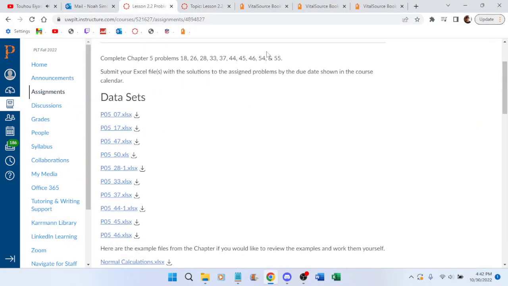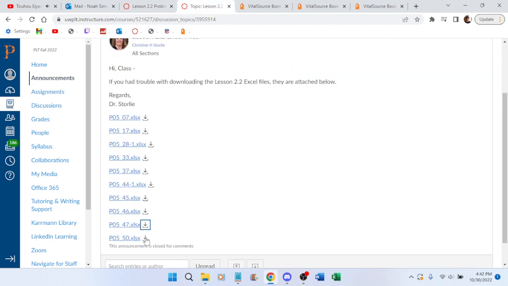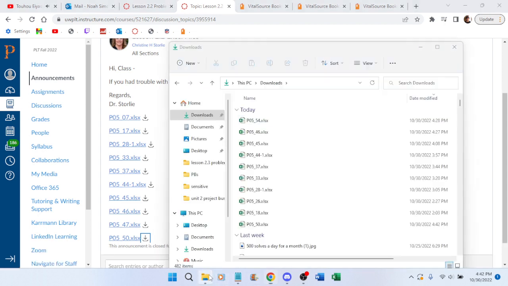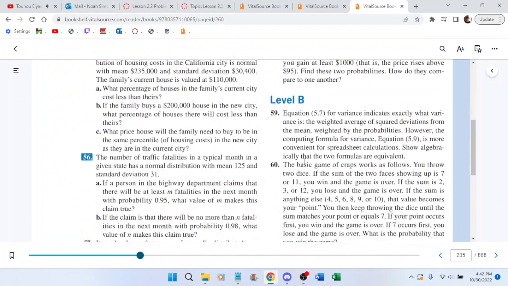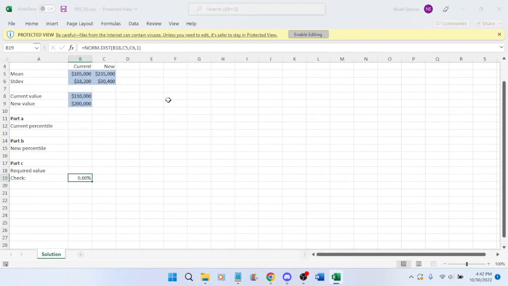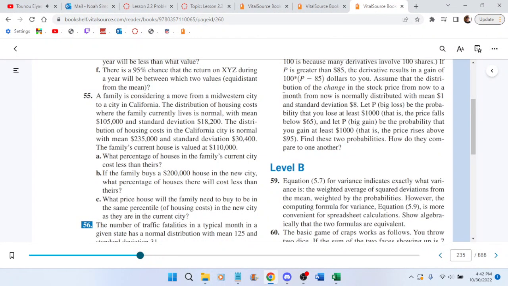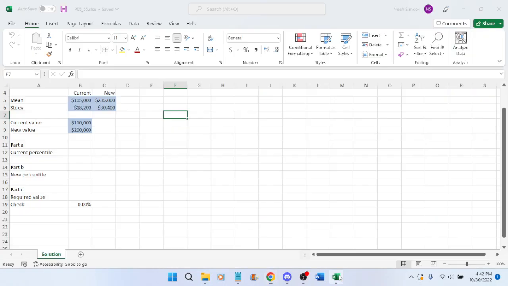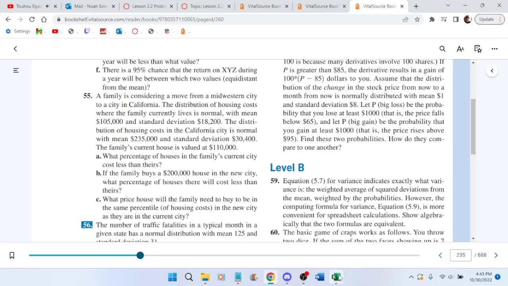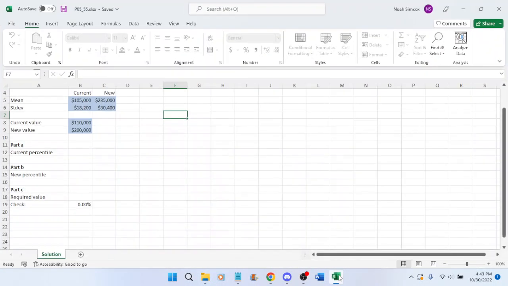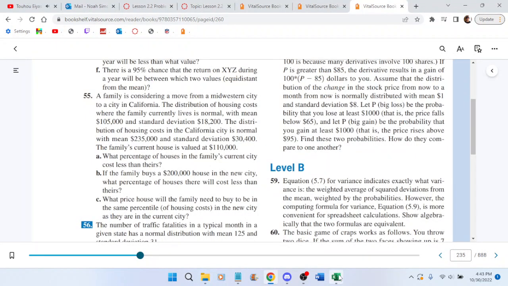The next question is 55. They're even mislabeled. So funny. We want 55. Stop. We have A, B, and C. There's a mean of 105,000 current and new. Current and a standard deviation of that. In California, mean of 235 and a standard deviation of 3,400. The family's current house is valued at 110,000. The new value is going to be 200,000.